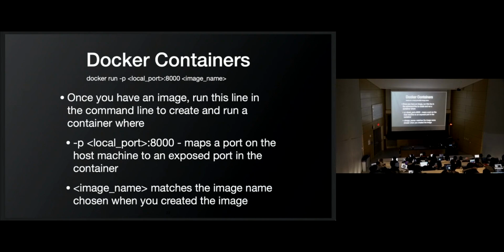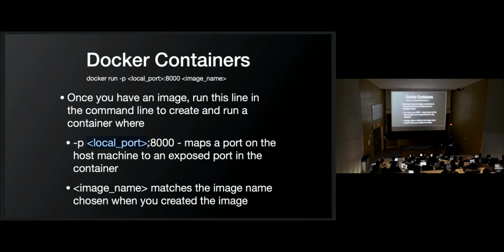To do that, docker run -p, specify what port you want to map to your container port, and then the name of the image that you want to build the container from. So whatever image name you chose when you built the image, use that same image name when you're running a container. The -p, you're going to choose some port. For our purposes, it's going to be 8080. That's what's specified in every homework assignment. It'll always be run your app on 8080, port 8080.